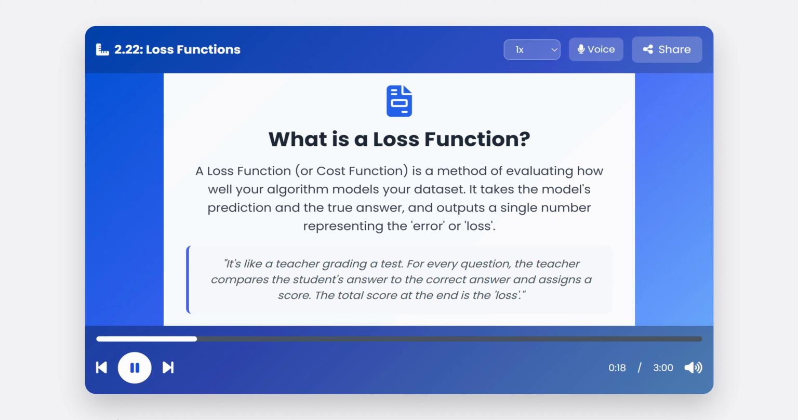A loss function is simply a way of evaluating how well our AI model is doing. It works by taking two things, the model's prediction and the actual correct answer. It compares them and outputs a single number, the loss or error. The bigger the number, the worse the model's prediction was.